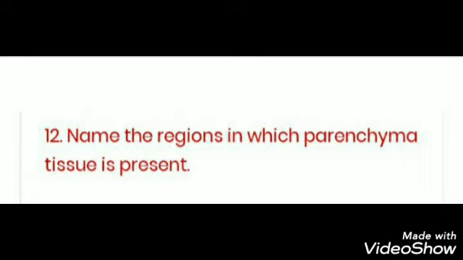Moving forward, the question number 12 is, name the regions in which parenchyma tissues are present. So the parenchyma tissues are present in plants, in the leaves, fruits and flowers.